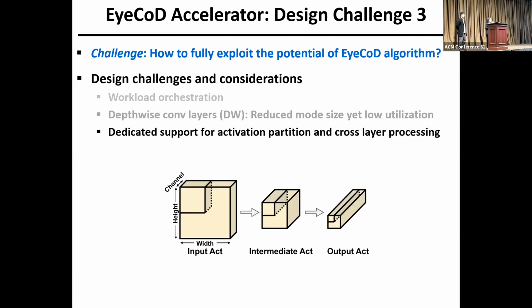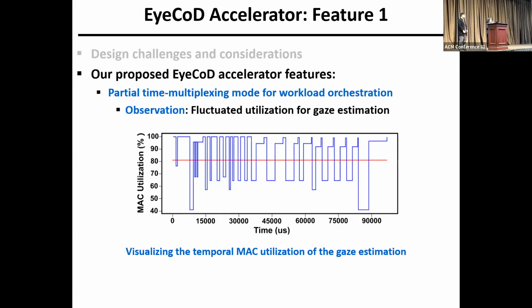Thirdly, to save the massive activation accesses to off-chip DRAM, we adopt activation partition and cross-layer processing. Efficient hardware support is required for this cross-layer processing. To tackle the aforementioned three challenges, our proposed EyeCoD accelerator has the following features.